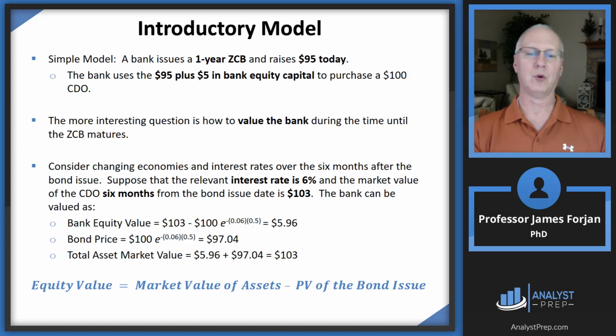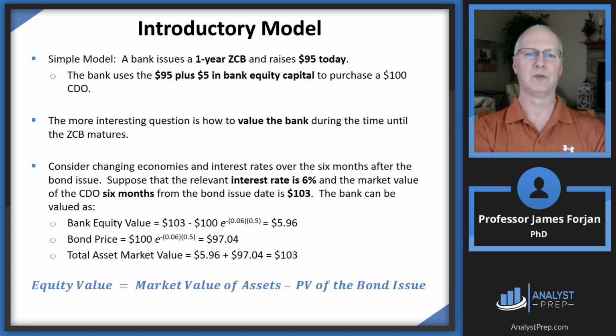So note how cool this introductory model is, and it's, by the way, a very simple model, in that the equity value, the capital of a bank, is the difference between the market value of the left-hand side of the balance sheet minus the present value of the top right of the balance sheet, which in this case is a zero coupon bond. And in this model, let's just assume that the bank has no other assets and no other bond issues. And it has just that simple equity structure of $5 to begin with.